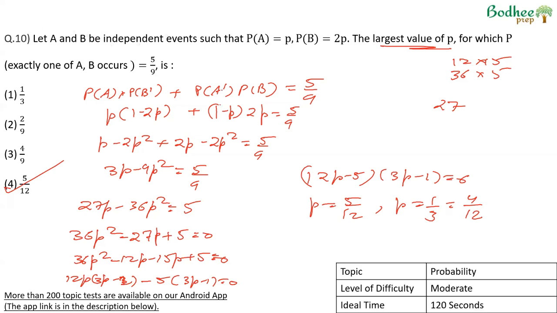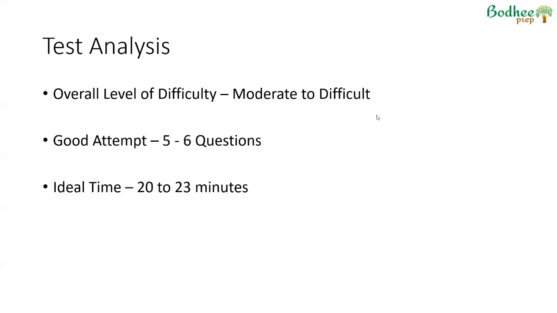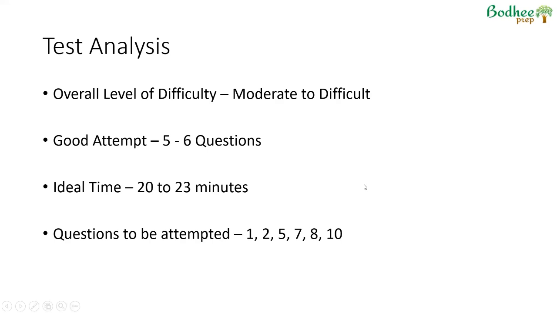Again, this I think is a moderate level of difficulty, not more than 2 minutes to solve. So if you look at the overall paper, it is a moderate to difficult level paper, with 5 to 6 questions we are looking at in about 23 minutes. For me, these questions would be 1, 2, 5, 7, 8, 10. Which are these?